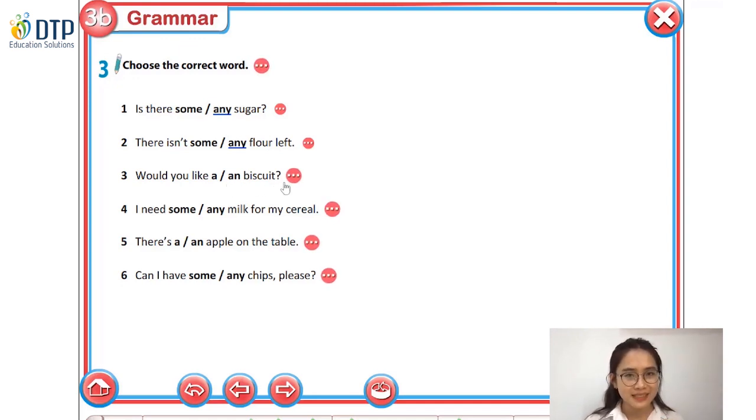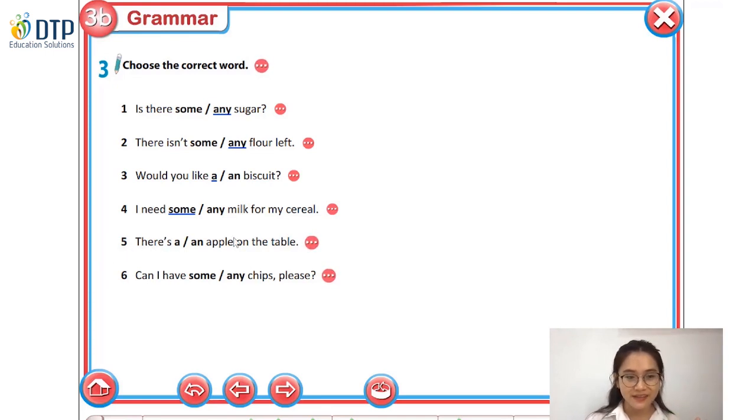Would you like a biscuit? Yeah, biscuit. Bánh quy. So we can count biscuit, right? It is countable noun. And this countable noun begin with the letter B, which is a consonant. Và từ biscuit này nó bắt đầu bằng một chữ cái, đó là B, phụ âm. So should we choose a or an, guys? Yes, excellent. We choose a. Alright, let's check it out. Yes. Now, number 4, we have milk. Yeah, milk is uncountable. This is affirmative sentence. So we use some in this sentence. Very good.